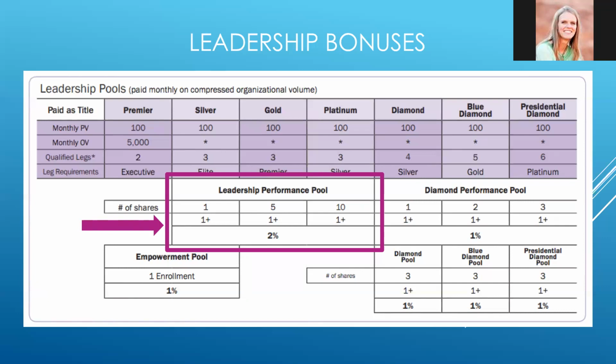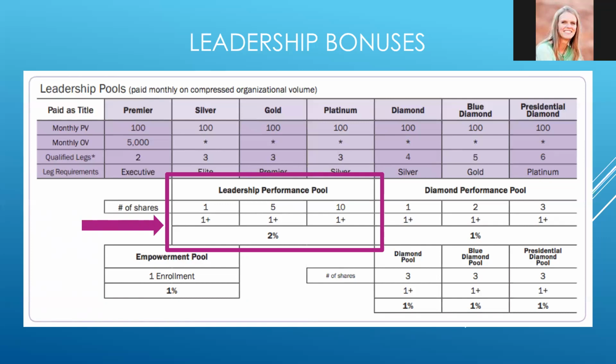Now, the 1 enrollment is only required for the empowerment bonus. It is not required for the leadership performance pool or the diamond performance pools. But hopefully you're still enrolling people when you're at that rank. You should never stop enrolling. But that is the way that the leadership bonuses work.